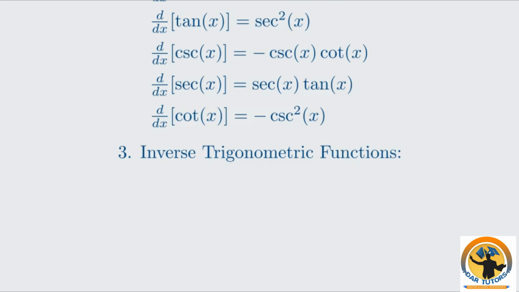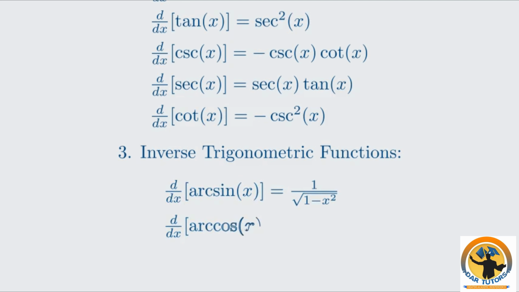Finally, we derived the derivatives of the inverse trigonometric functions. 1 over the square root of 1 minus x squared for arcsin x, negative 1 over the square root of 1 minus x squared for arccos x, and 1 over 1 plus x squared for arctan x. Remember that the chain rule is your most powerful tool for differentiating composite functions, and it can be applied multiple times in a single problem.